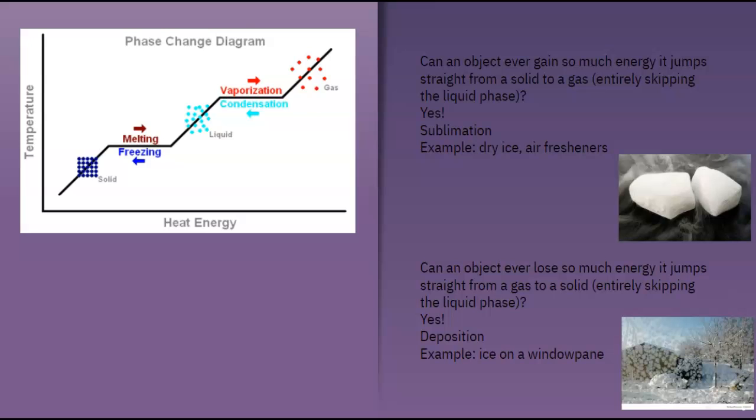The same thing is true, but in reverse. An object can lose so much energy that it goes straight from gas to solid without becoming a liquid. One example that we're pretty familiar with here in Wisconsin is ice on a window pane. So you have really, really cold air, that's a gas, and it hits the window of your house, okay? And that cold air hits the window, which is actually colder than the air. And so it goes straight from gas to solid, skips that liquid phase, and just turns straight into ice on your window. And this process is called deposition.